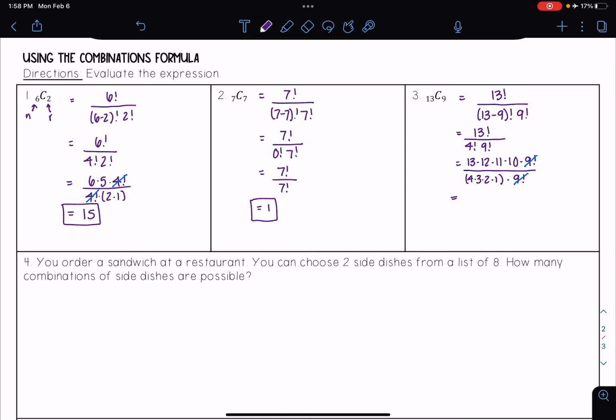And now I have some bigger numbers that I need to multiply. So when I do 13 times 12 times 11 times 10, I get 17,160. 4 times 3 is 12 times 2 is 24. And then when I divide those two numbers, I get 715.